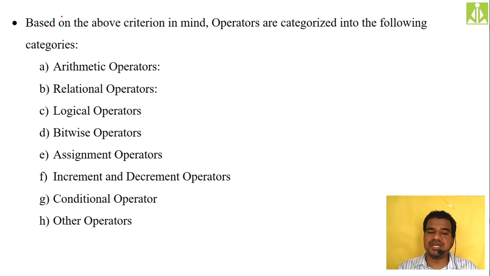Based on the above criterion in mind, operators have been categorized into the following types. So how many? Eight different types of operators we have over here, starting from A, B, C, D, E, F, G, H. The first one is the arithmetic operators. Second one, relational, logical, bitwise, assignment, increment and decrement, conditional, and there is a special type of operator category, the last category, we call it other operators.